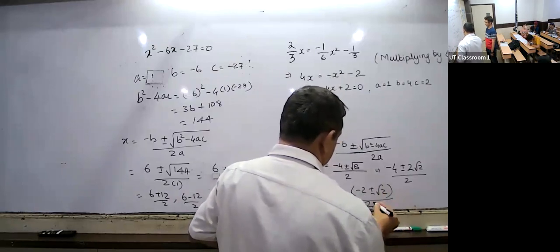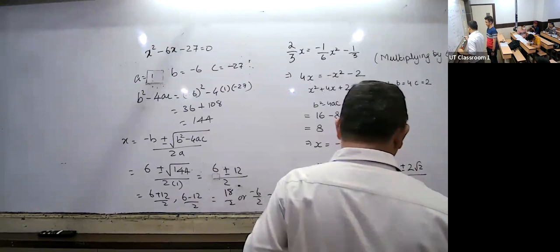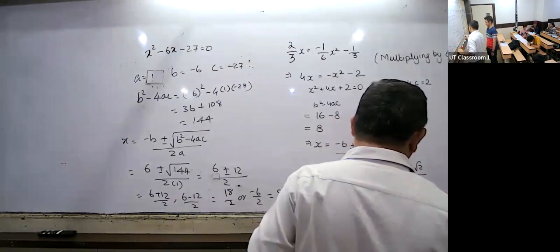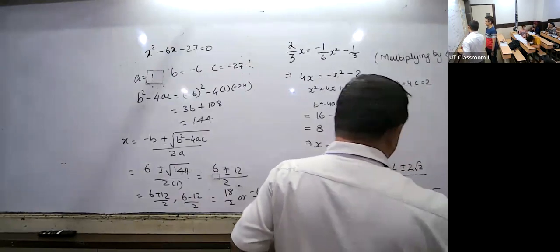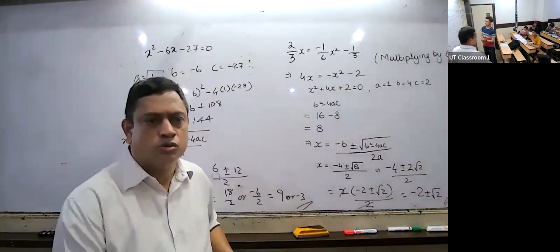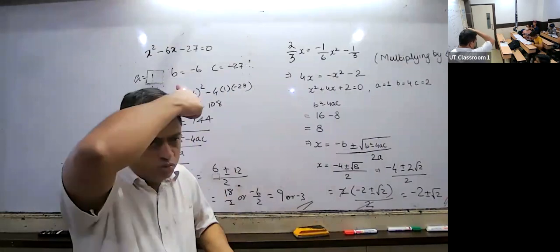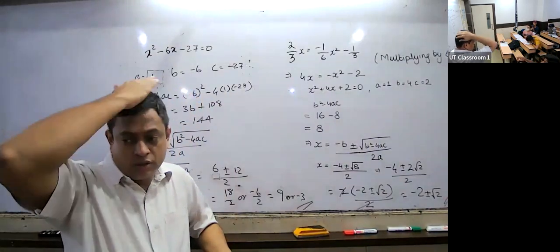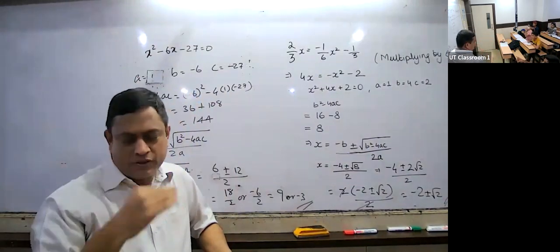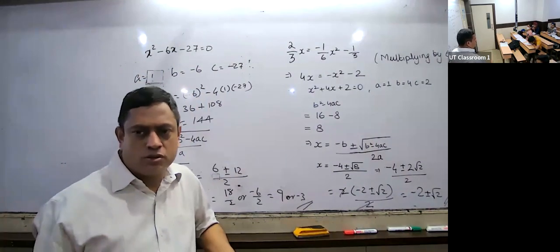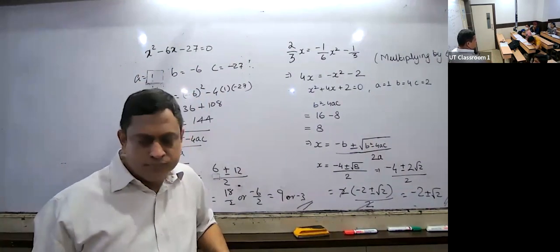You can do it now, but why do you need to? Minus 2 plus or minus root 2, under root 8. Yes, and root 8 is equal to 2 root 2. Followed, sir, or not? We have to write further also minus 2 plus root 2. There are two solutions. Minus 2 plus root 2. This way is also fine.